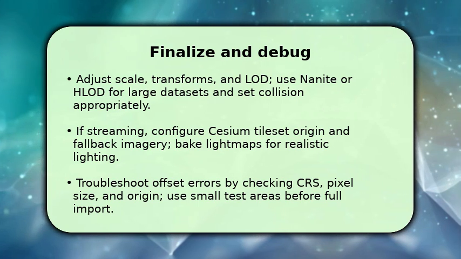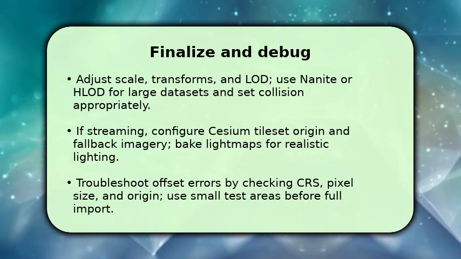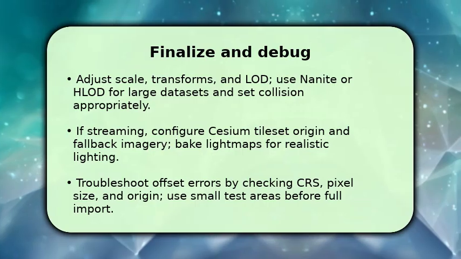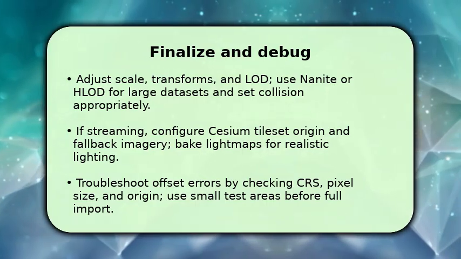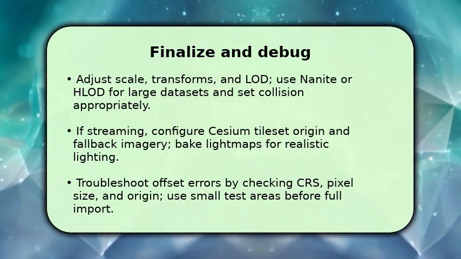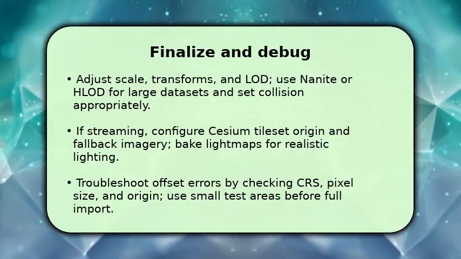If things go wrong, check coordinate reference systems, pixel size, and origin offsets. Those three cause most mismatches. Lastly, iterate with a small test area to confirm the full workflow.